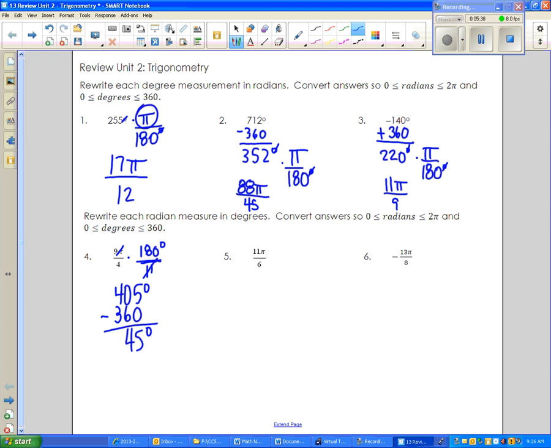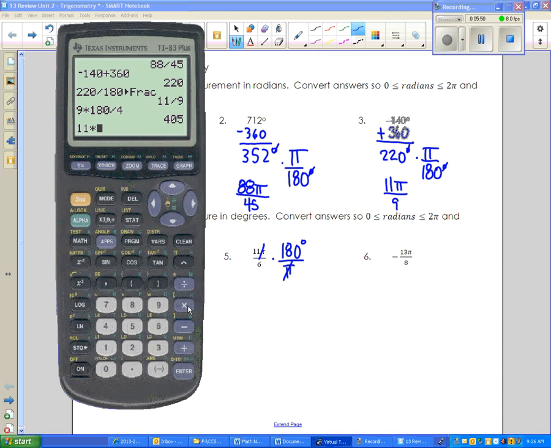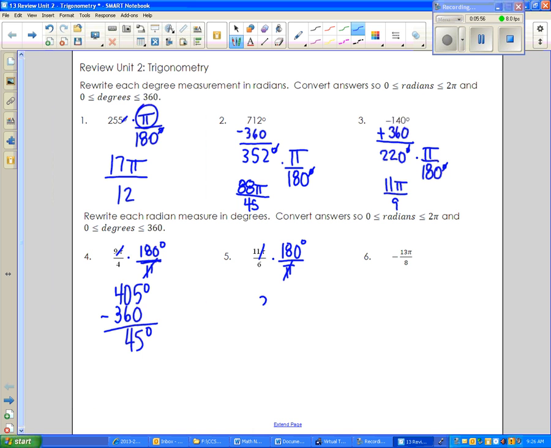All right, in number 5, we're going to do the same thing. I'm going to multiply by 180 degrees over pi. My pi's cancel. And again, with our calculator, we can just take 11 times 180 and divide that by 6. And our answer is 330 degrees. And since that is less than 360, we are good to go.